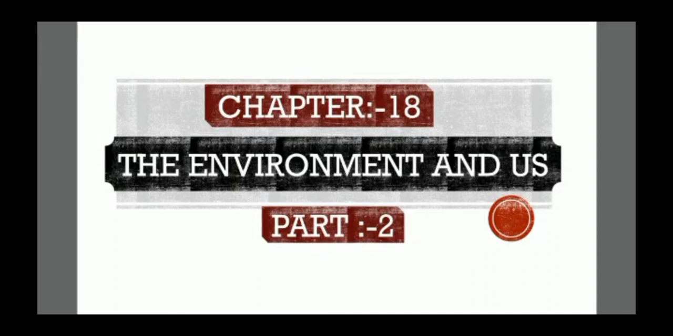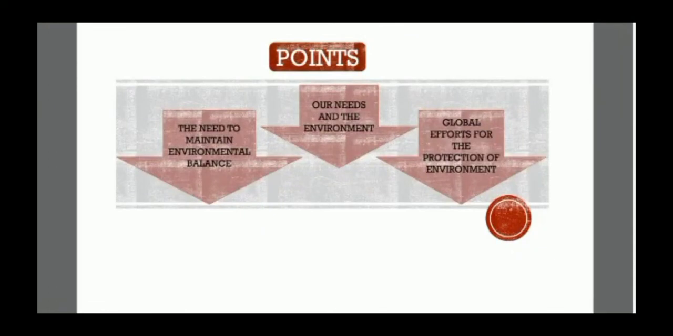In the first part, we saw what the environment is and the two factors, that is deforestation and pollution. In deforestation, we saw the things which cause deforestation and pollution. Now let's see the points we are going to cover in this part: the need to maintain environmental balance, our needs and the environment, and global efforts for the protection of the environment. So, these three factors we are going to cover in this part 2.